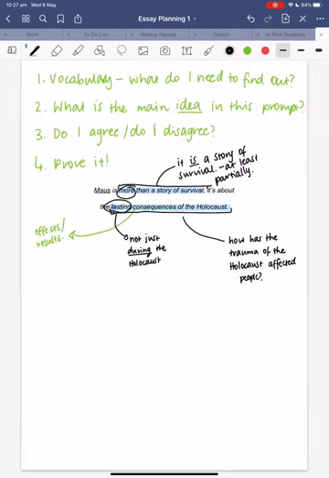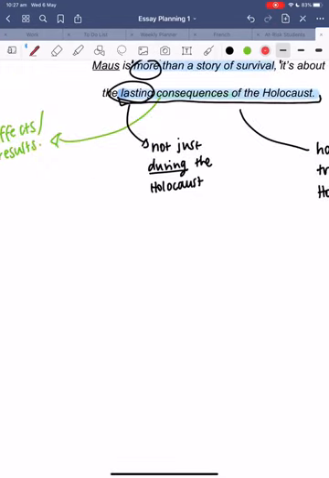All right. Now we're going to get to the point of, do I agree or disagree? So do I think that Mouse is a story of survival? Yes, I do. I can see evidence for that in the text. When I think about the book, that makes sense that it's a story of survival. Do I think that it's also about the lasting effects of the Holocaust and how the trauma of the Holocaust affected people? Yeah, I do think that as well. So I'm going to write that into, so we're up to point 3 now. Do I agree or disagree? Yes, I agree. All right, and I'm going to rewrite what I think in a sentence.